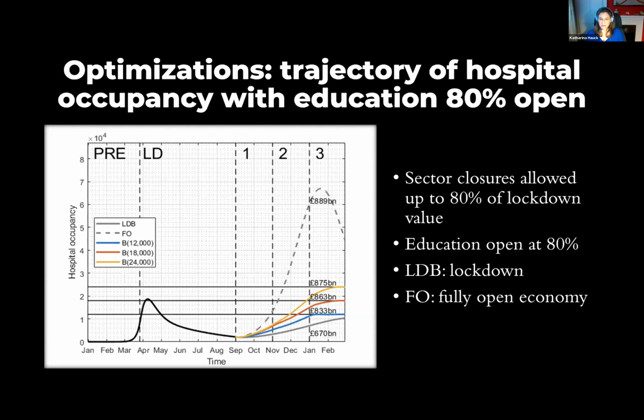And you can see that it doesn't take much to go from that scenario to the optimized scenarios, which are indicated by the colored lines. The rise in infections is actually not that high. But the increase in GDP is notable. Next slide, please.